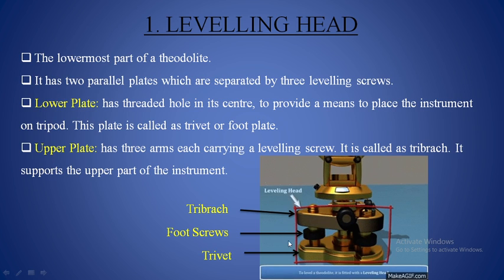Now in the same manner, this leveling head portion is attached to the spindle of the theodolite. So this is the lowermost part of the theodolite instrument. It has a lower plate and an upper plate. The lower plate is the trivet and the upper plate is the tri-brach, and between them there are 3 foot screws.